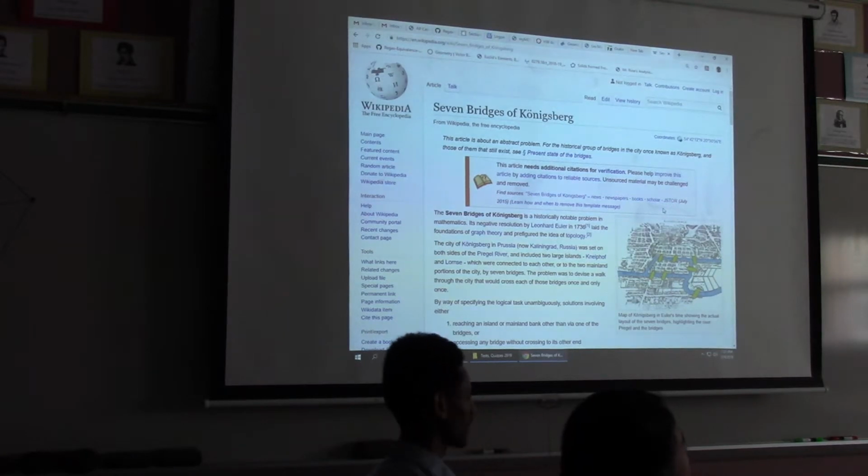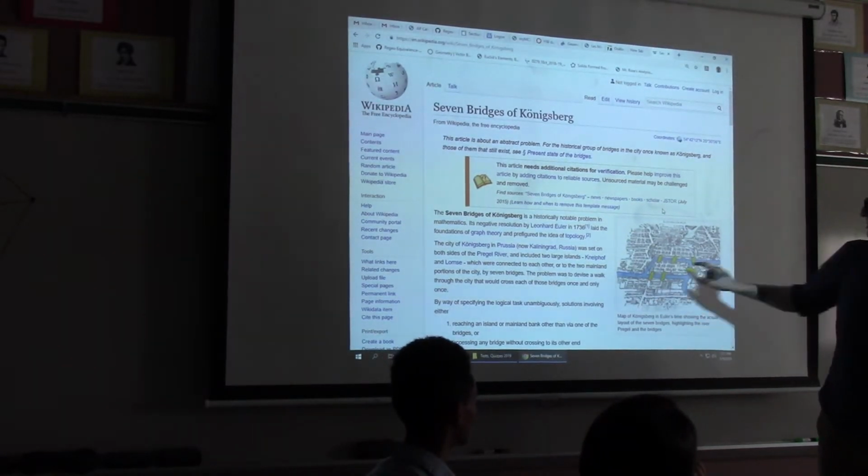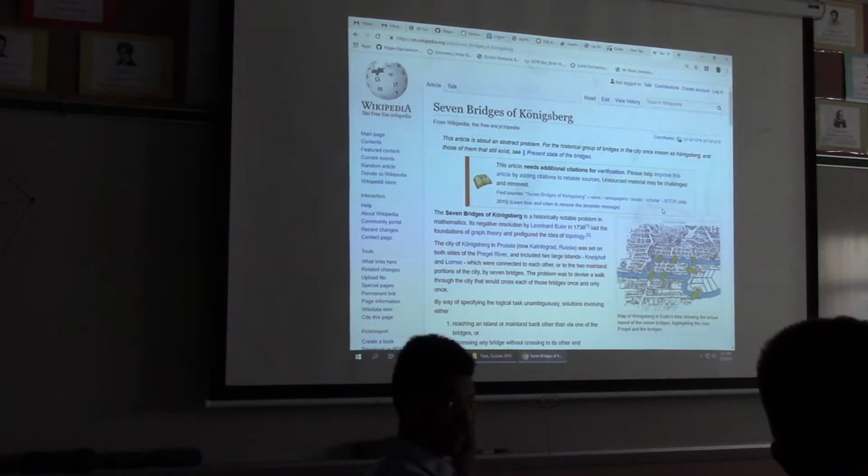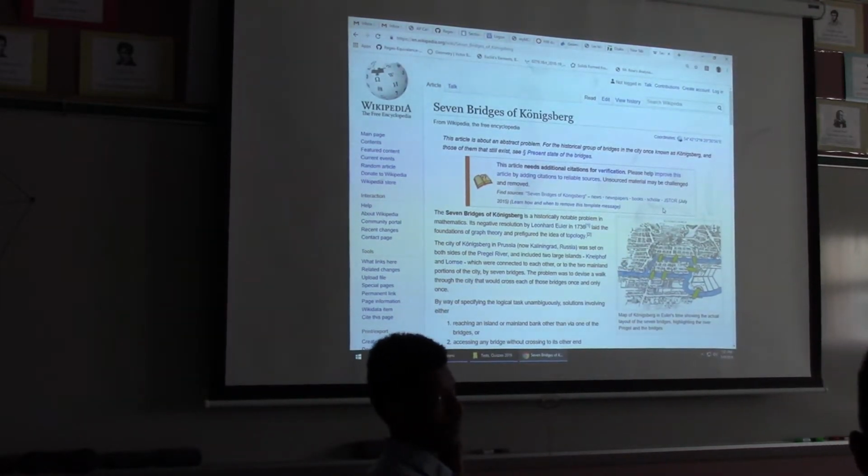So the 7 bridges, right? These two bridges, bridge. And the question is, is this all on screen? So you can tell if it was. It is good.